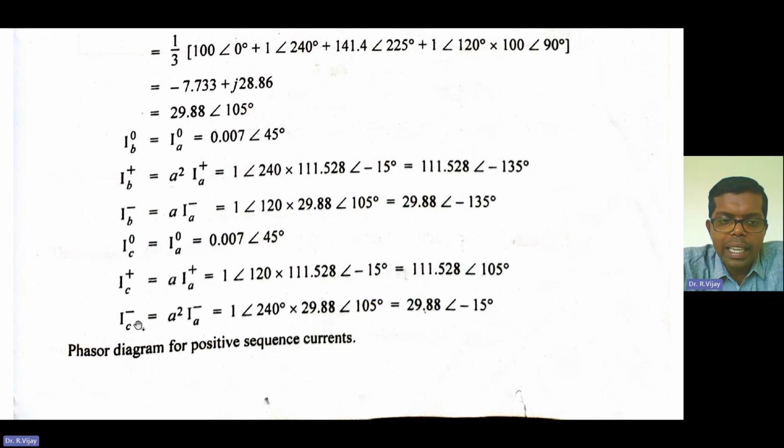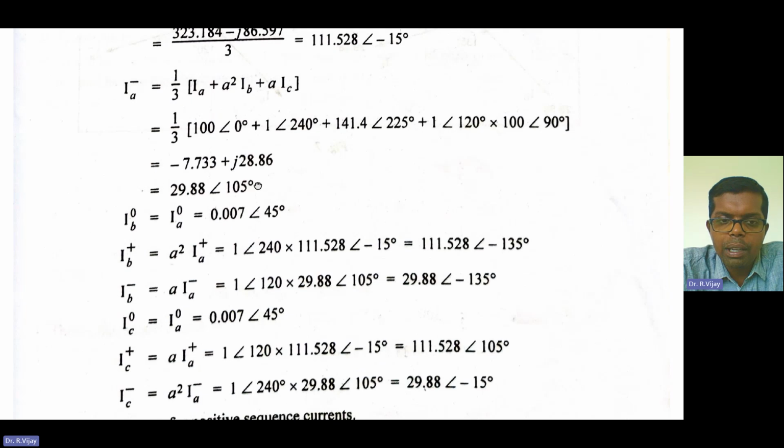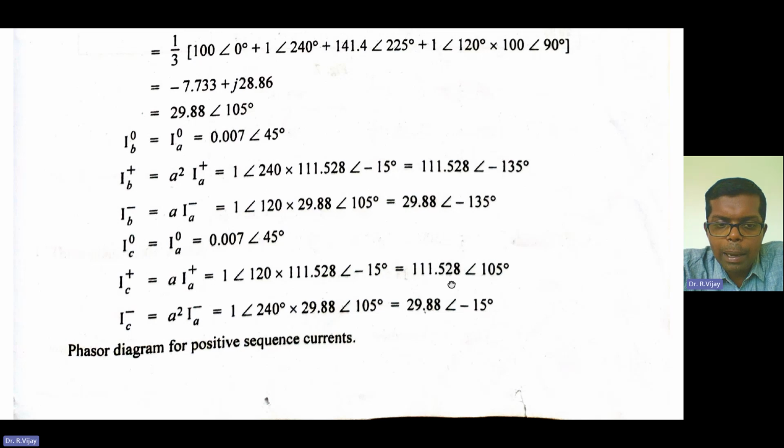Next, IC negative. IC negative is equal to A square IA negative. That is A square, meaning 1 at the angle of 240 degree, into IA negative. IA negative is given in the problem, that is minus 7.733 plus J 28.86. Just substitute it. You'll get the answer as 29.88 at the angle of minus 150 degree. You tell me in the comments whether you got the same answer or not.